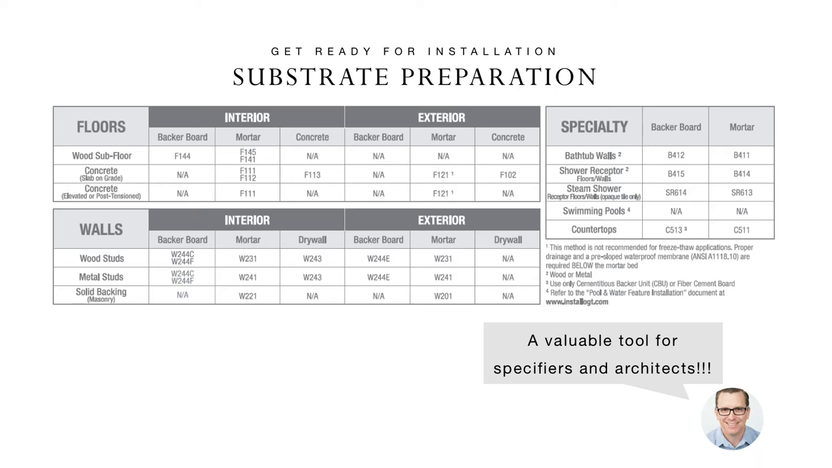The difference between C and F is that one is for cement backer board and the other is for fiber cement backer board. They're very similar methods, but there are some slight differences depending on the type of material you're using. So that's just an example of how you would use this chart. This is a great tool for architects and designers who are specifying that an installation is going to be done, because basically what it does is it levels the playing field.